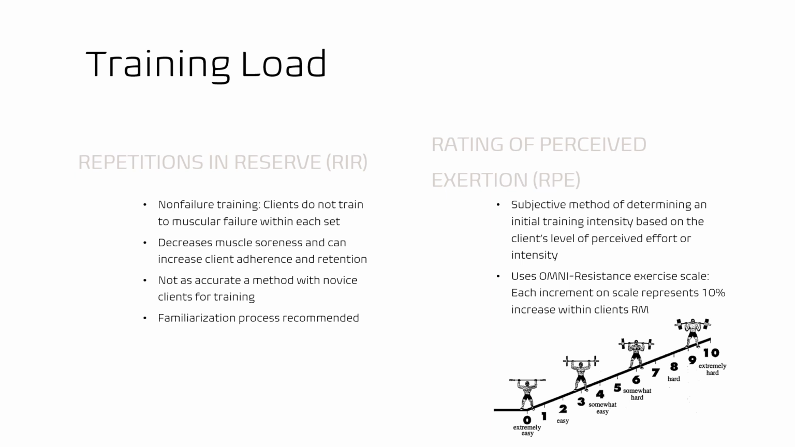For instance, training with 0 to 1 RIR means you're training very close to failure and at a high intensity, while training with 3 to 4 RIR indicates a lower intensity. RIR can guide you in adjusting training loads for subsequent sets or future workouts. If you aim to train with a specific RIR, you can adjust the weight accordingly. For example, if your goal is to train with 2 RIR, then you should choose a weight that allows you to stop the set with 2 reps still left.